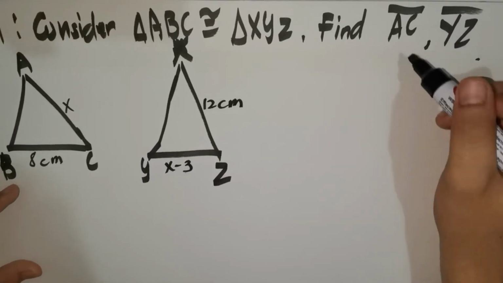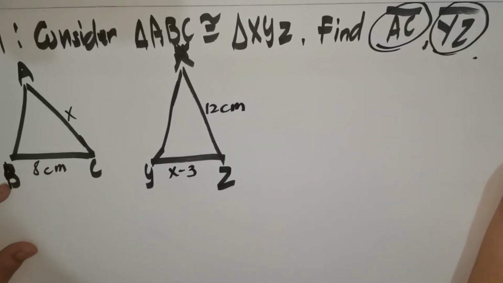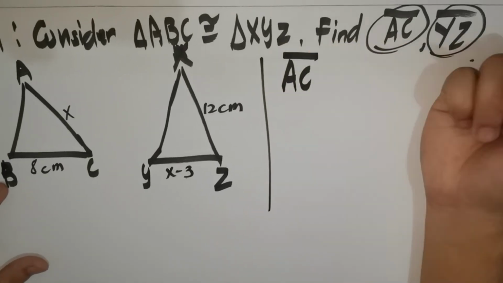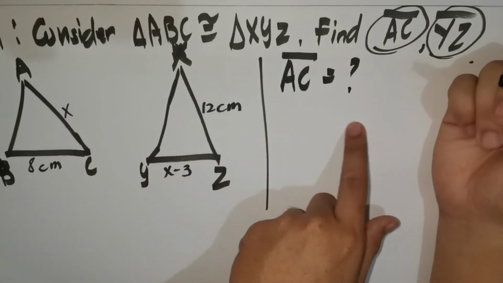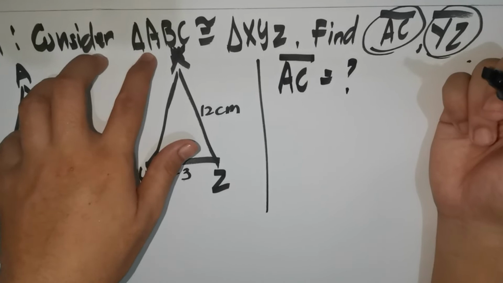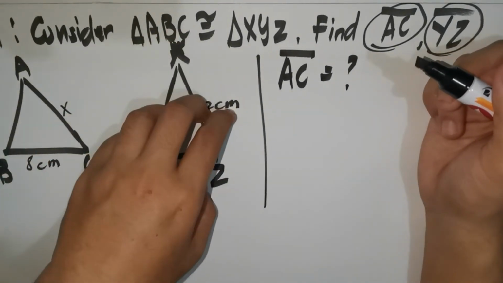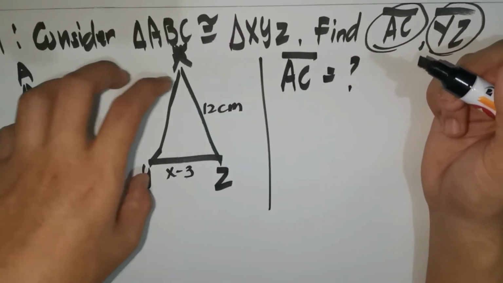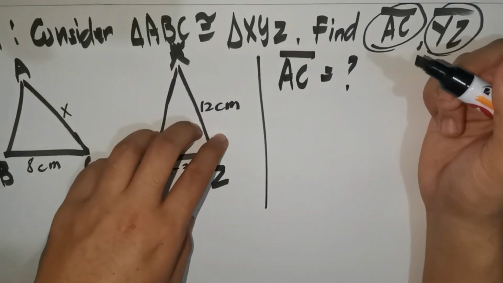Now, we have to find the value or the measurement of AC and YZ. So, let's first find AC. In finding the measurement of segment AC, we have to first consider, again, look at the given. Triangle ABC is congruent to this triangle. Now, what do we know about two triangles? What can we say about their corresponding sides and angles?